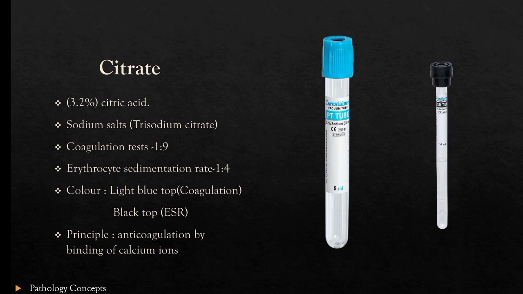For coagulation tests, the color of the vacutainer is light blue top, and for ESR determination the color is black top. It also binds with the calcium ion and thus produces anticoagulation.